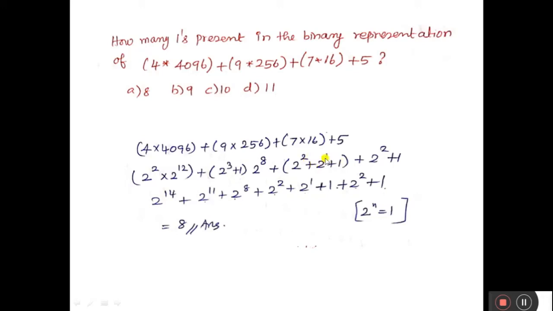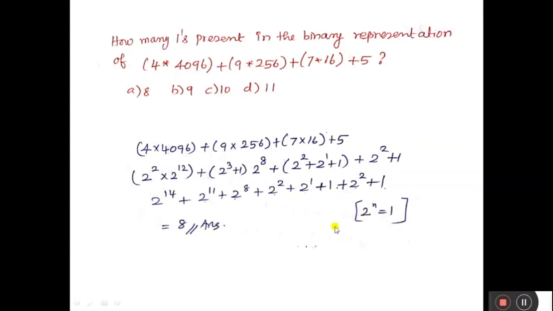So 2 power 2 plus 2 power 1 plus 1, and the 5 I can write as 2 power 2 plus 1. Now 2 power 2 into 2 power 12 becomes 2 power 14. 2 power 3 into 2 power 8 becomes 2 power 11. Multiplying 1 into 2 power 8 gives 2 power 8, plus 2 power 2 plus 2 power 1 plus 1, then 2 power 2 plus 1. I already told you that each 2 power n term, whether n is 0, 1, 2, 3, counts as one 1. So counting 1, 2, 3, 4, 5, 6, 7, 8, totally 8 ones are present in this given equation.